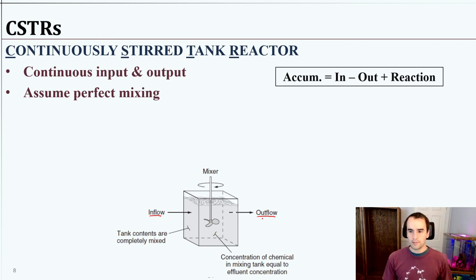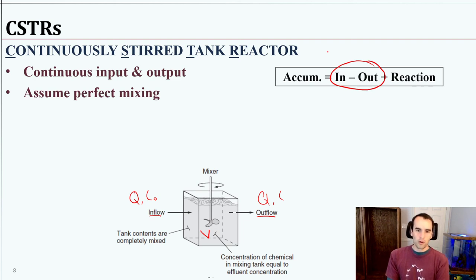It's still well mixed. We still have some volume in here. This time we have a flow coming in and a flow going out. And usually associated, we would talk about an initial concentration going in, C naught, and a final concentration going out, C. So C and C naught. Again, we're assuming perfect mixing. This time our accumulation rate does include in and out.